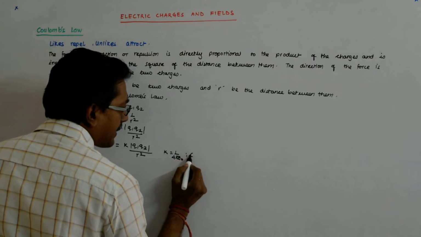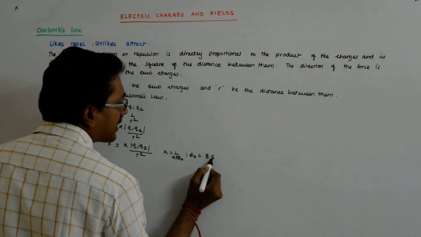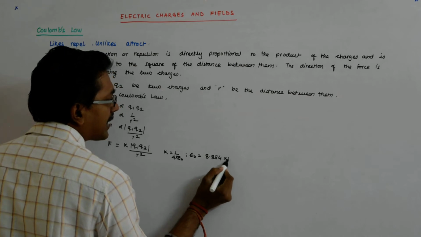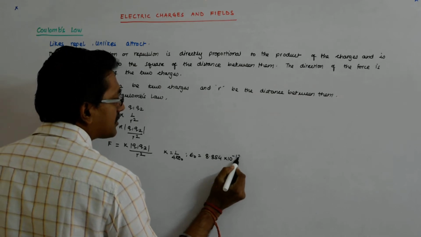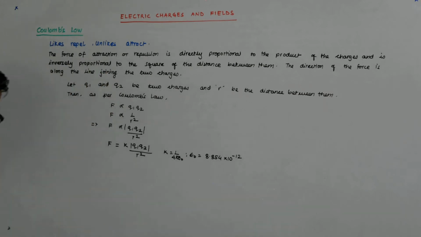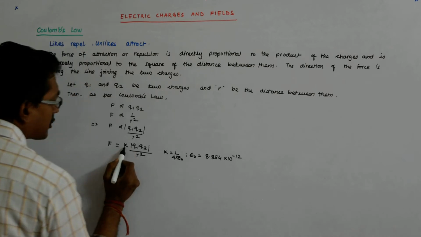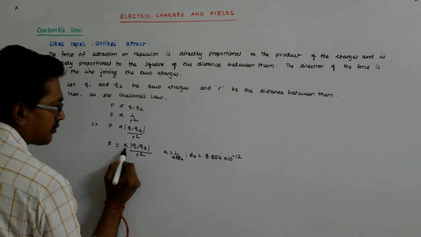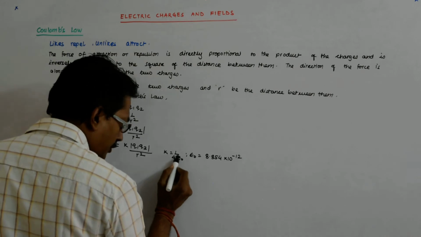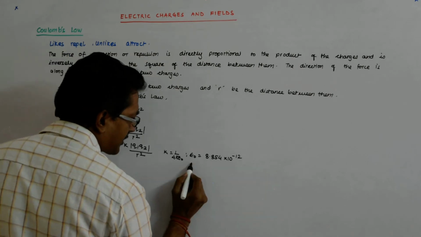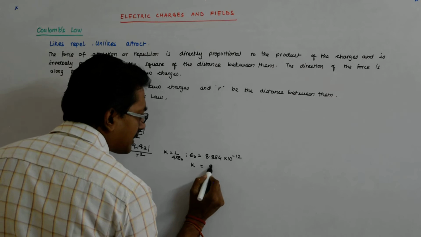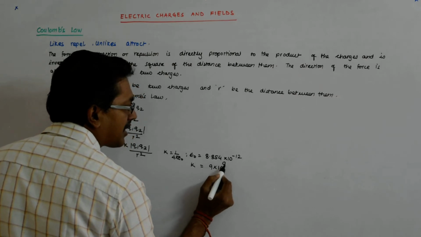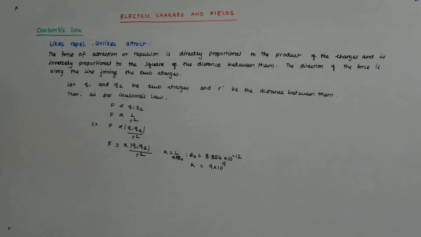Where epsilon naught is equal to 8.854 into 10 to the power minus 12. Let us try to understand what is the unit of this K. If you put in this value of epsilon naught here, then the value of K becomes a very simple thing, 9 into 10 to the power 9.